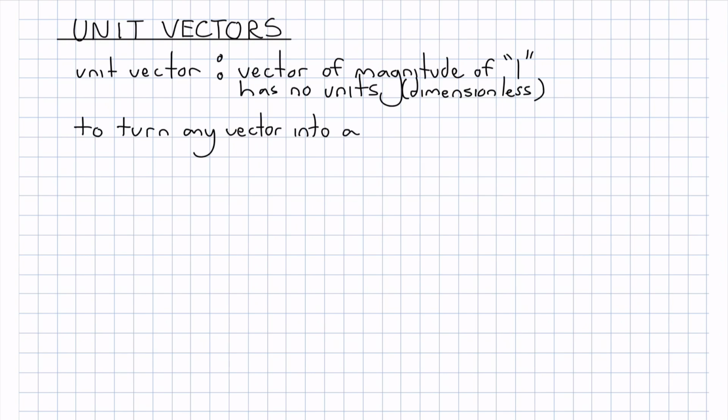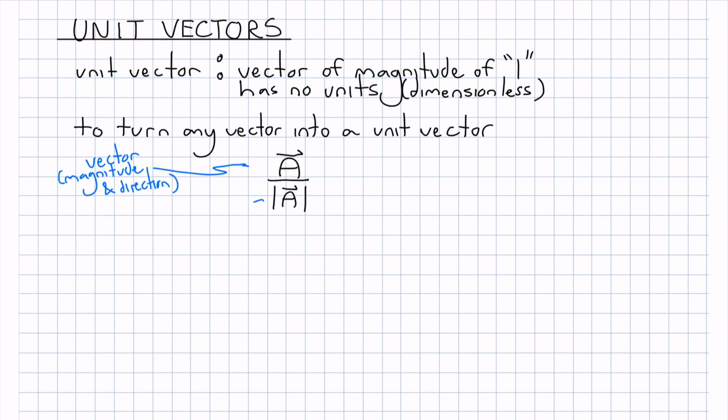We're not going to do this too much in introductory physics classes, but I think it's important you see how it's done. So let's take any generic vector A that has magnitude and direction. Now we're going to divide this vector by its magnitude only, so I've got the absolute value signs. And that's it. Any vector divided by its magnitude gives a unit vector with a magnitude of 1, no units, and a direction that's in the same direction as the original A vector.